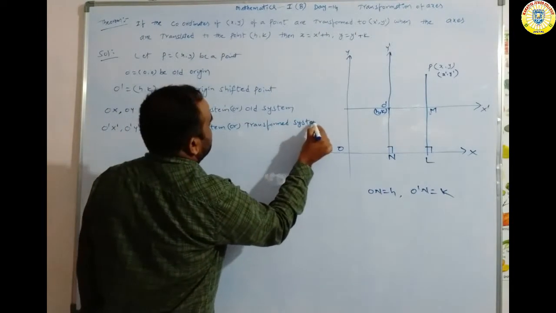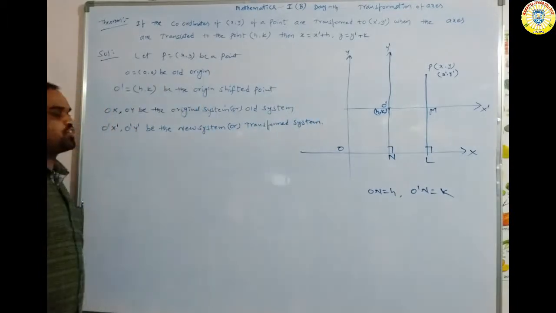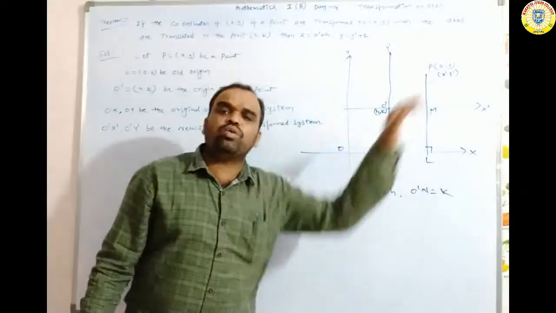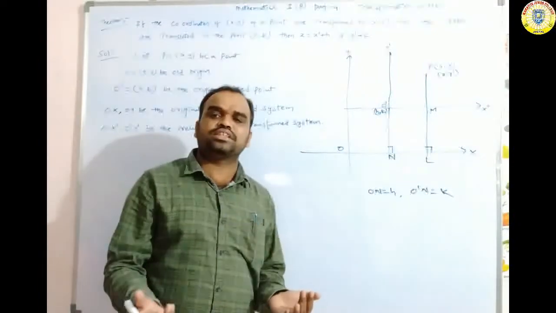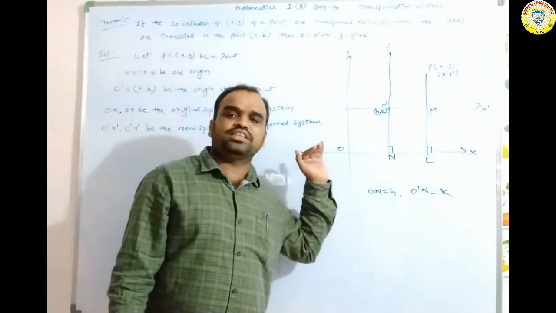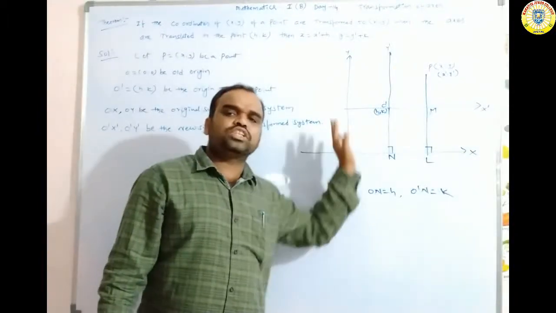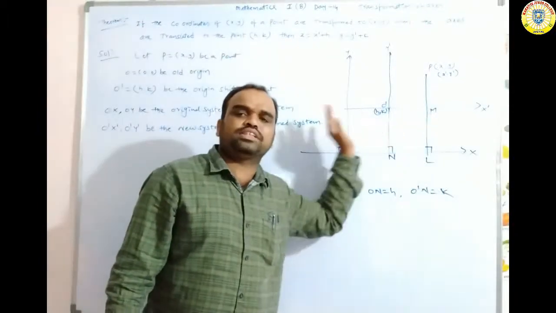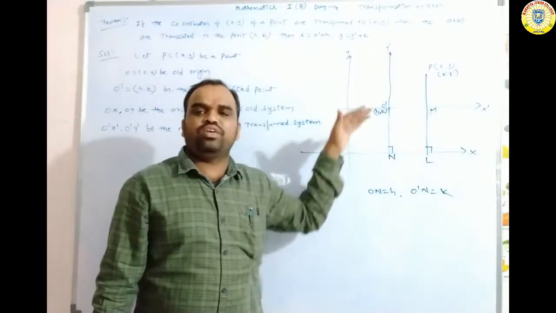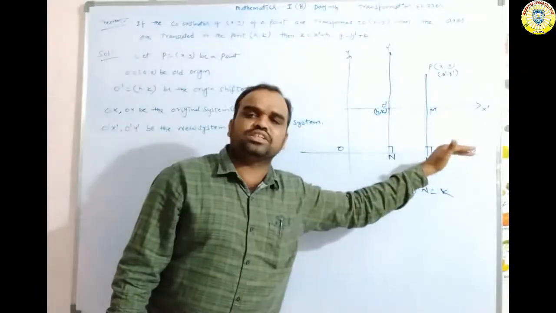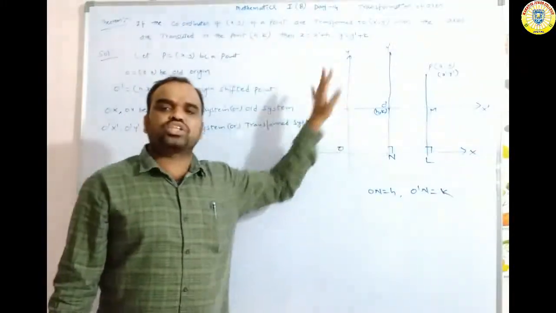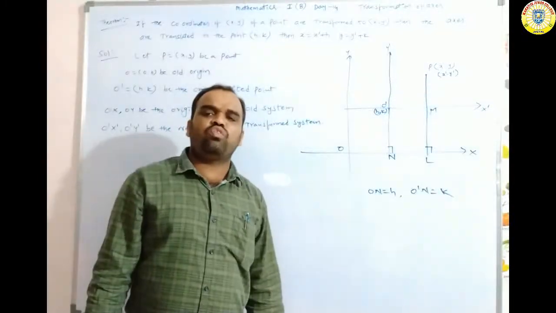Transformed system. Why are we calling it the transformed system? The origin is shifted to another point. Earlier we drew one x axis and one y axis, where the origin is. Now that the origin is shifted to another point, we write a new x axis and a new y axis. The new x axis is O dash X dash, and the new y axis is O dash Y dash.